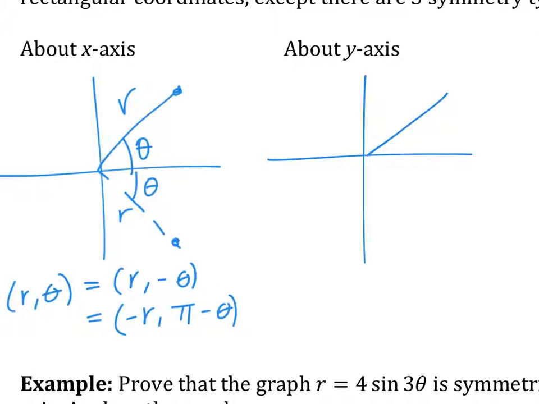Across the y-axis. Okay, so I have an r, I have a theta. I am going to flip it across the y-axis. So it's going to look like this. I'll put a dotted line so it's different. All right, so r, theta is going to equal, if I walk across positive r, how do I get to this point on the left? 180 minus theta.